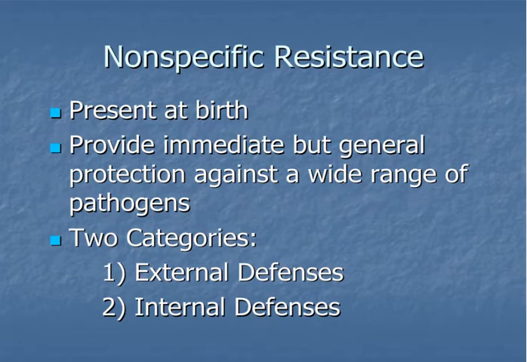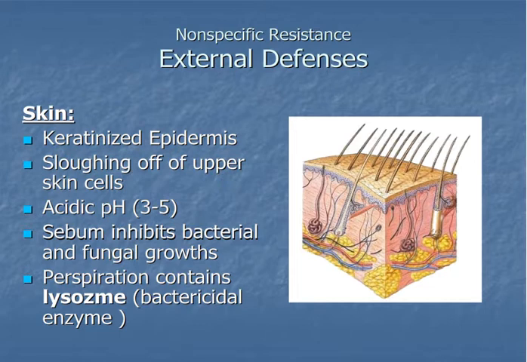So the nonspecific resistance is present at birth, and it provides immediate but general protection against a wide variety of pathogens. And so nonspecific resistance is in itself subdivided into two categories: the external defenses, which are on the outside of the body, and the internal defenses, which obviously are on the inside of the body. So first let's take a look at some of the external defenses.